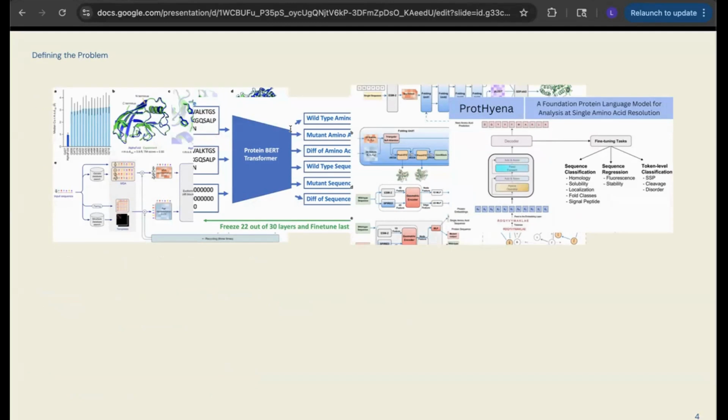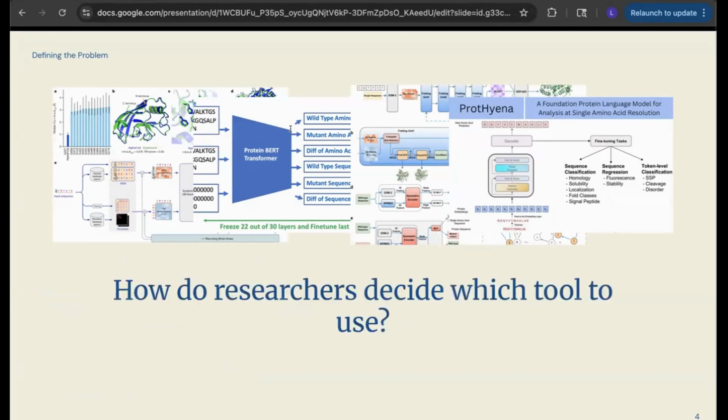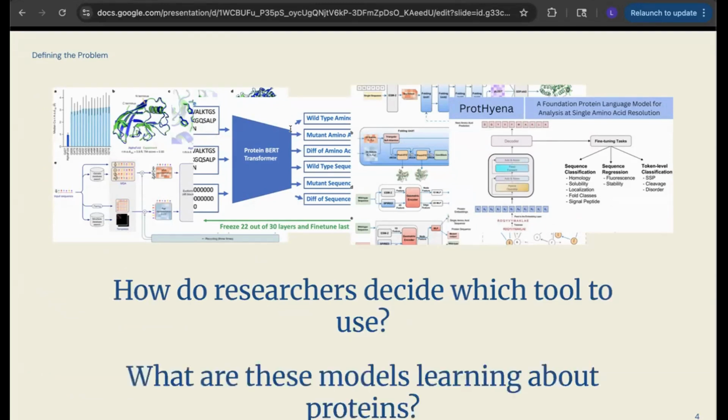But the influx of these models now poses a very complex problem. Just how do researchers decide which tool to use? So I decided to address this issue by creating my own tool that explores the models' capabilities. So by understanding exactly what these models are learning about proteins, I believe that we can streamline the next generation of scientific research by making these very complicated tools more accessible and digestible for users of all skill ranges.